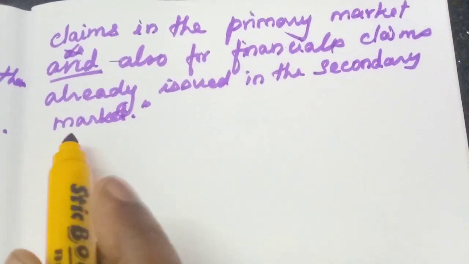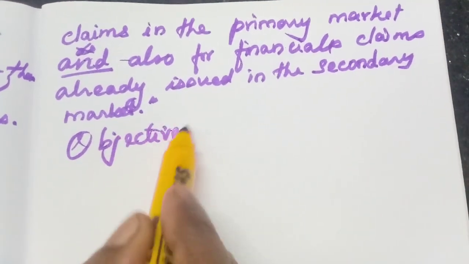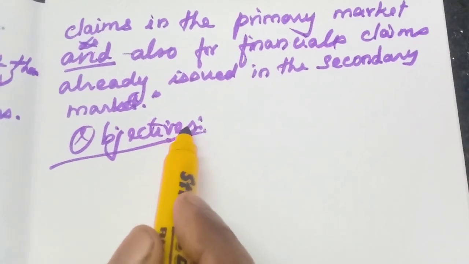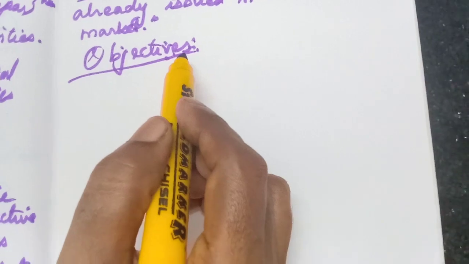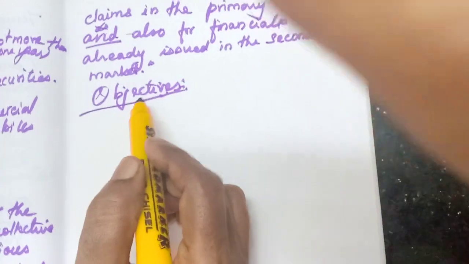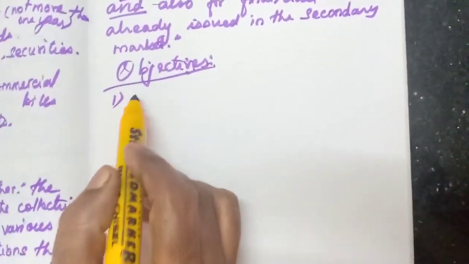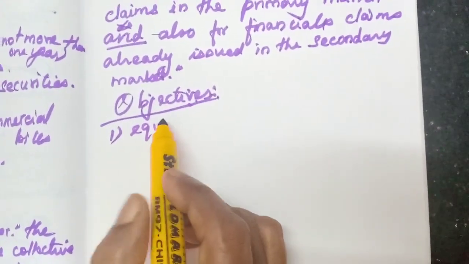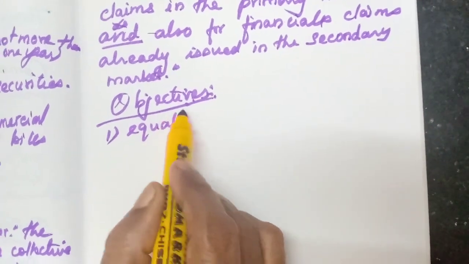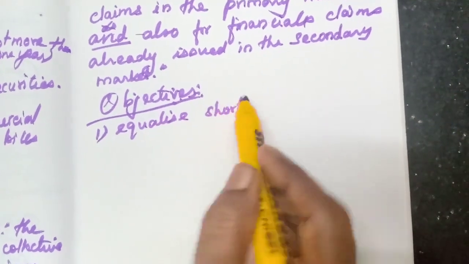Now we will see the characteristics. Now first the objectives. What are the objectives of establishing this money market? If it is a well-developed money market, it has to achieve the following three objectives. First one, it will equalize the short-term surplus and deficit.